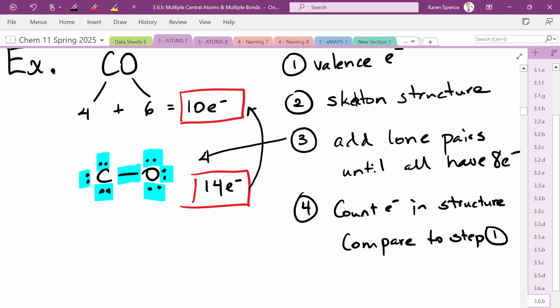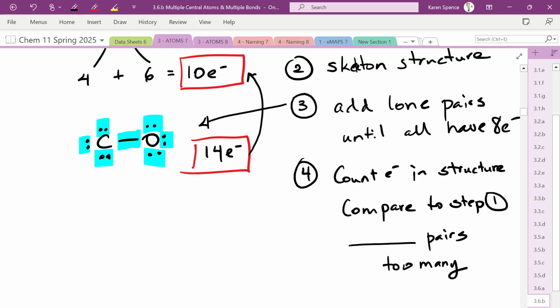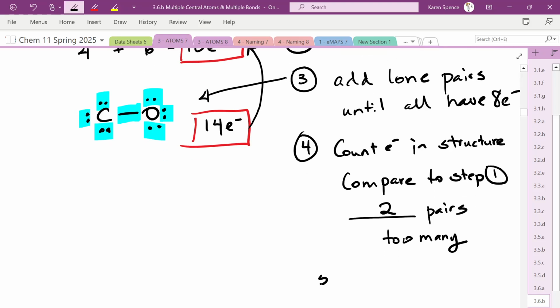So we have 14 electrons. We compare it to step 1. And what you're going to do is say, do we have too few or too many electrons? We have too many electrons. You're going to say, how many pairs too many? Tell your partner, how many pairs too many? Ayush, how many pairs too many? 2 pairs too many. Okay? And what that means is in step 5, you're going to erase 2 pairs.